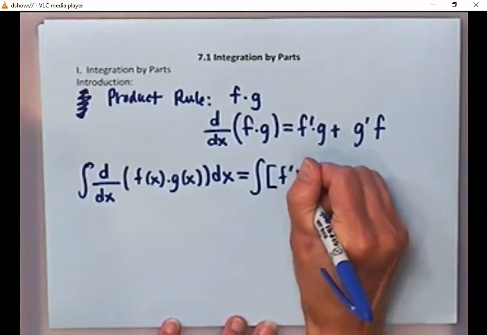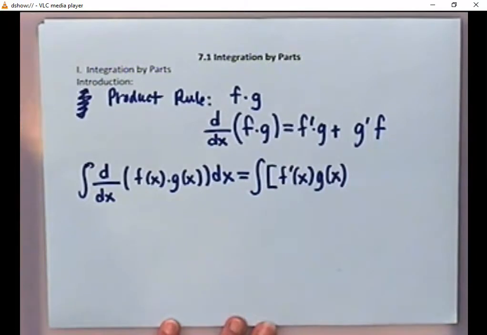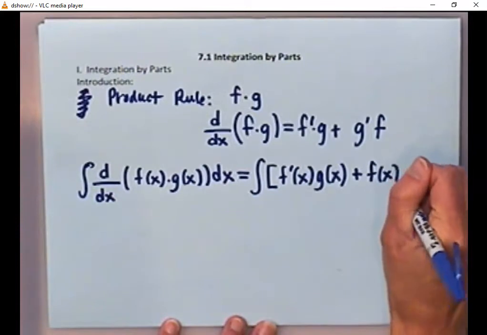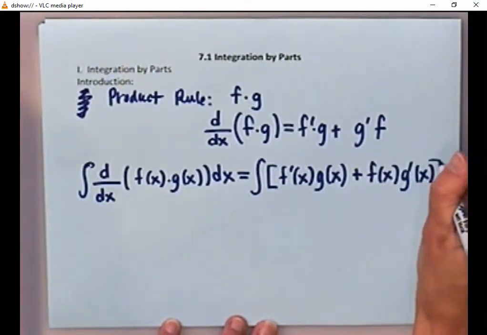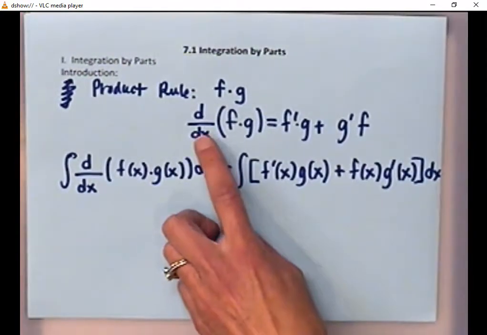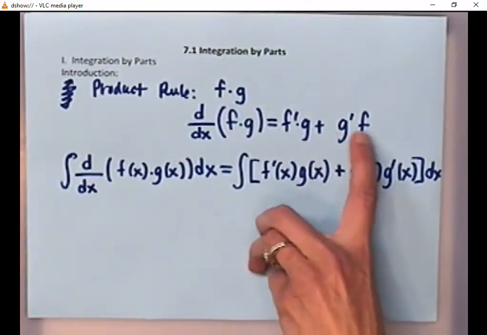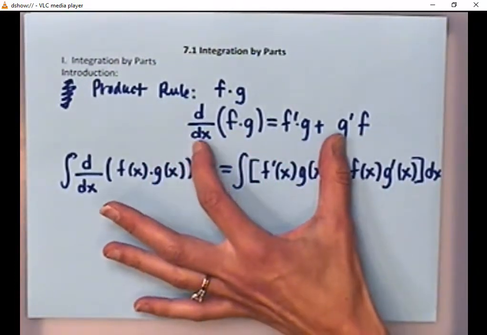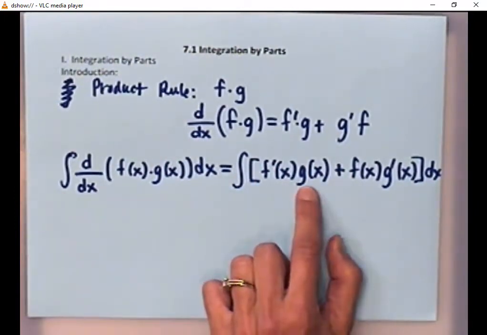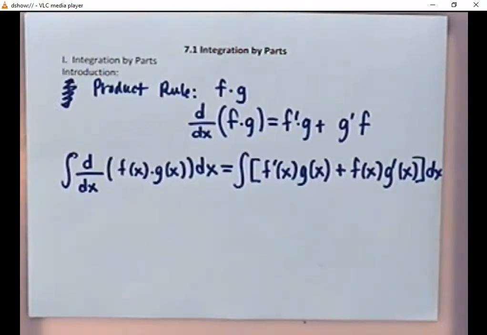That's the short version, but I'll put in the x's this time. I'm actually going to write the f of x first, but either way is fine. Okay. So this is what the product rule says. If you differentiate f times g, you get f prime g plus g prime f. So that's our rule. We know that's true. So we're going to integrate both sides. Notice here we've got f prime g. I put the f of x first, so I did f g prime, but those are the same thing. So we're going to integrate both sides of this.